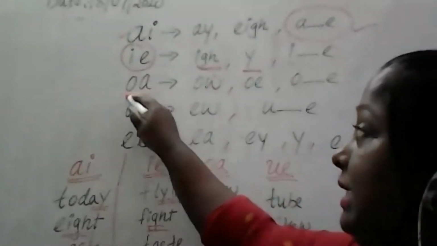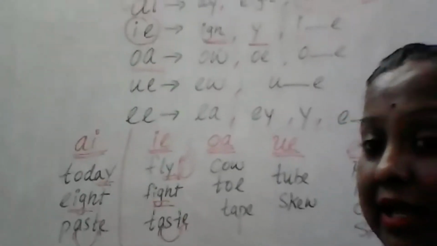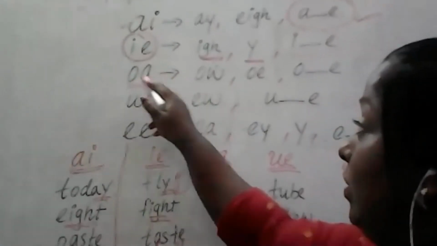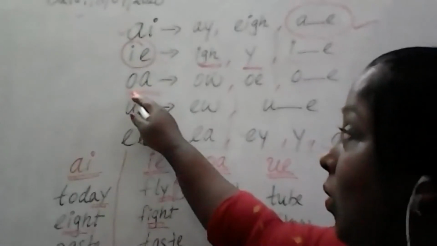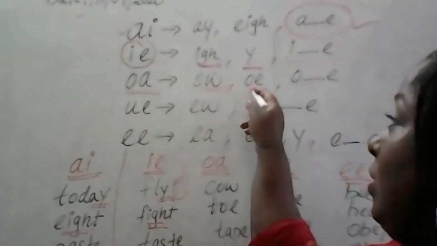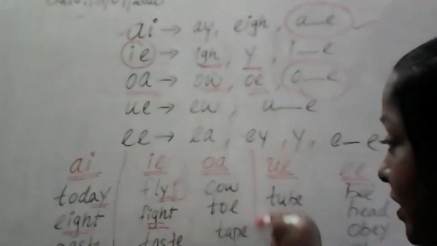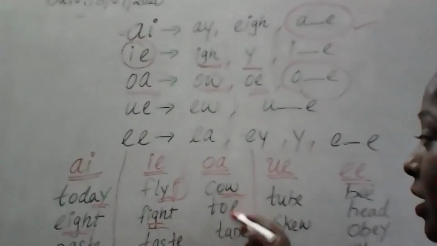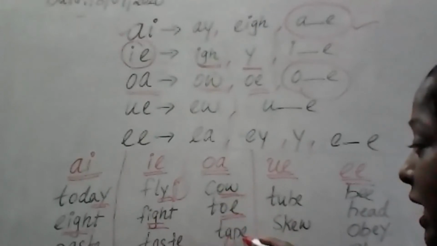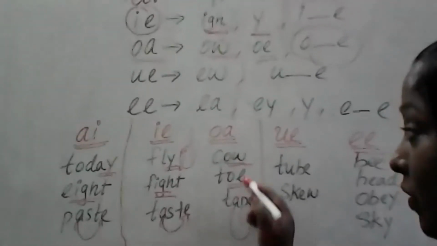Now coming to the next, O and A. As I said, how are we going to read it? We are reading it O. So O, magic again. Here also O. Now what are the alternatives here? If you see here, cow, toe, tape, the sound will be the same. The alternatives of A: you need to use the spellings according to the sounds.